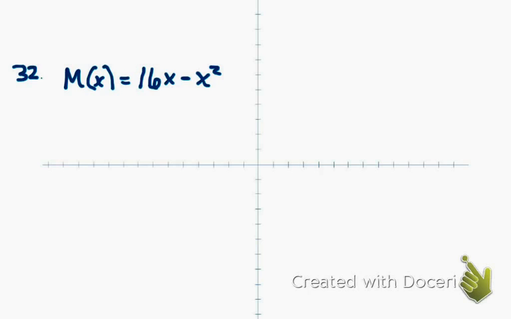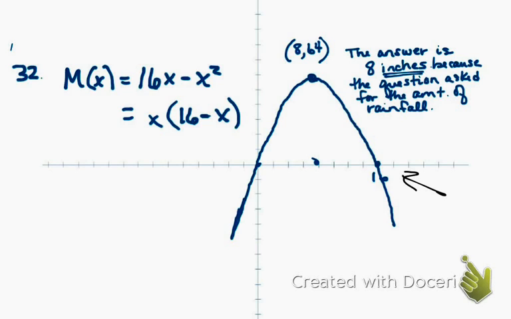Okay, the next question is question number 32. It's about a bunch of mosquitoes and rainfall, and you're asked to find out how much rainfall you would need to max out the number of mosquitoes. And so without having a graphing utility in front of me right now, I'm just going to factor it, find the zeros, and graph it.